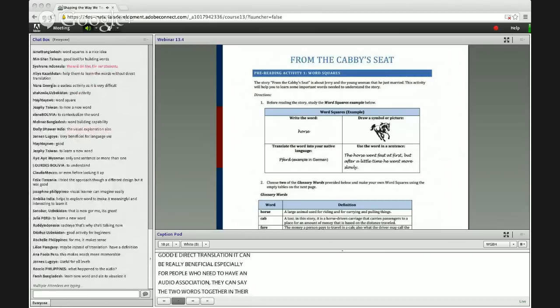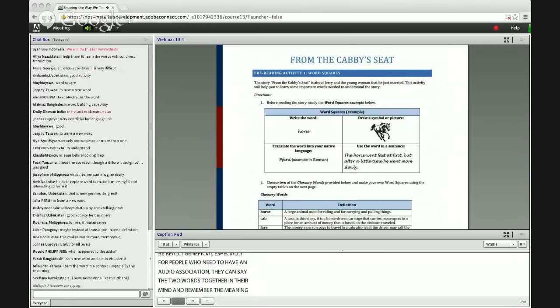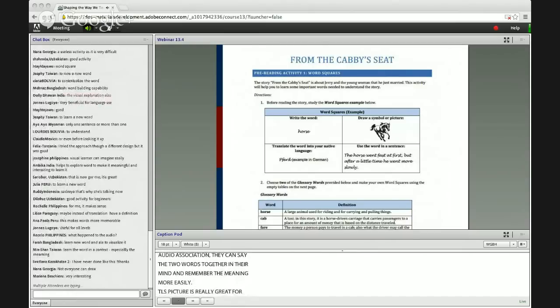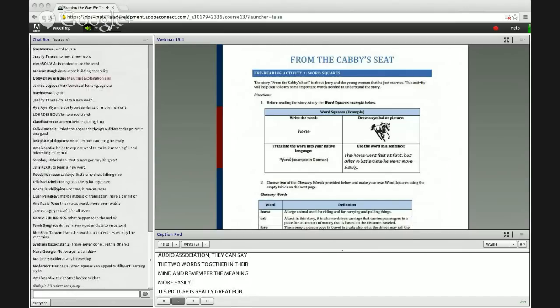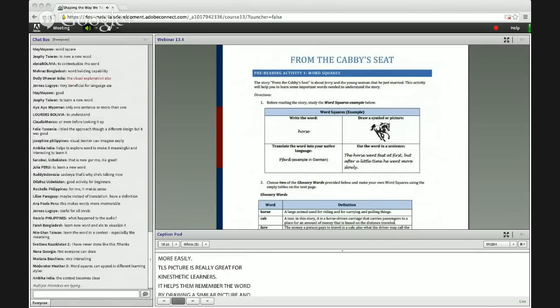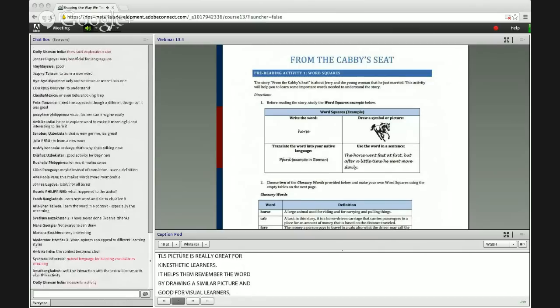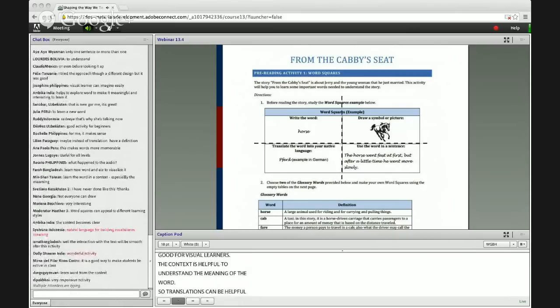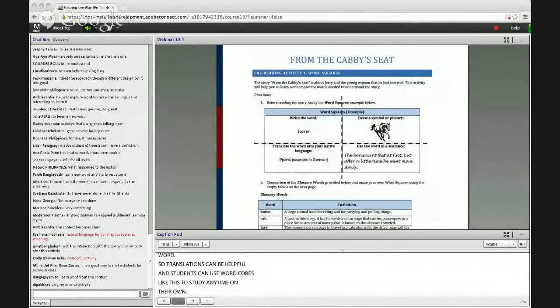Also, the picture is really great for kinesthetic learners. It helps them remember their new words by asking them to draw a symbol or picture. It's good for visual learners. And the context from the sentence is helpful to illustrate the meaning of the word. So translations can be helpful also. And students can use word squares like this anytime to study on their own. They can fold them along these dotted lines and quiz themselves by only looking at one square at a time.